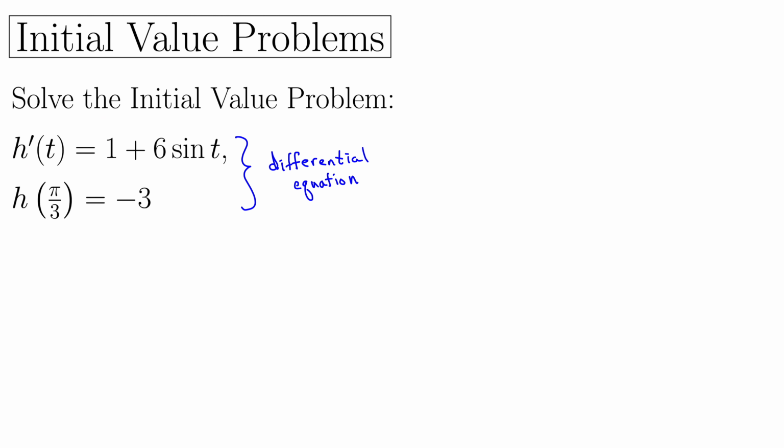Now our goal here is to find h of t, and then use this initial condition, this h of pi over 3 equals negative 3, to solve for c. That's essentially what we're doing here. Now this seems like a strange thing to do, but when you go to apply mathematics to pretty much any branch of the sciences, you're working in what's called differential equations, these equations that are given in derivative form, and then you can back out of them to solve for whatever you need to.